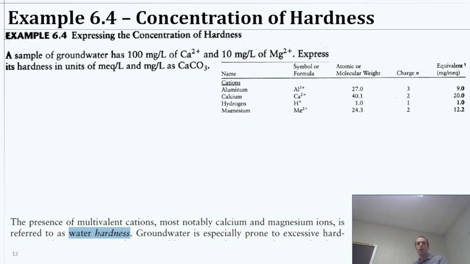Now, I will remind us here at the bottom that the hardness is defined as essentially the presence of multivalent cations. So meaning any cation, so positively charged species, that has more than just +1. So H plus is not a multivalent cation. Sodium, Na plus, is not a multivalent cation, but magnesium, which is 2 plus, is, and so on.